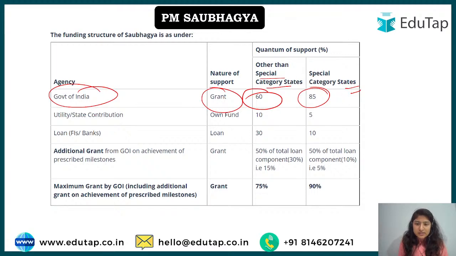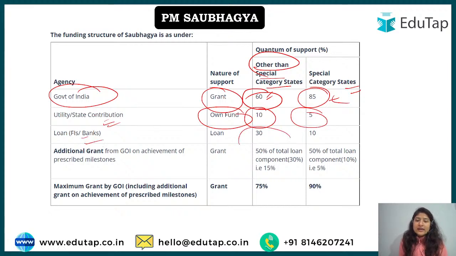Okay, so this 60% was for the states other than special categories. Sorry for the mistake before. For special categories it is 85%, and for the rest of the states it will be 60%. Utility and state contribution will be how much? That will be 10% for the other states than the special category states, and 5% for the special category states. Loans will be 30% for the other category states, and 10% for the special category states.